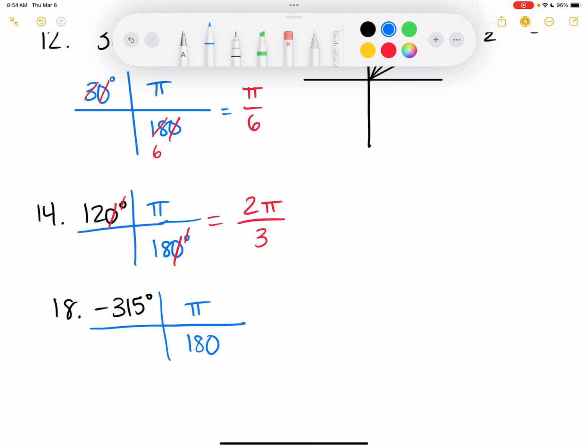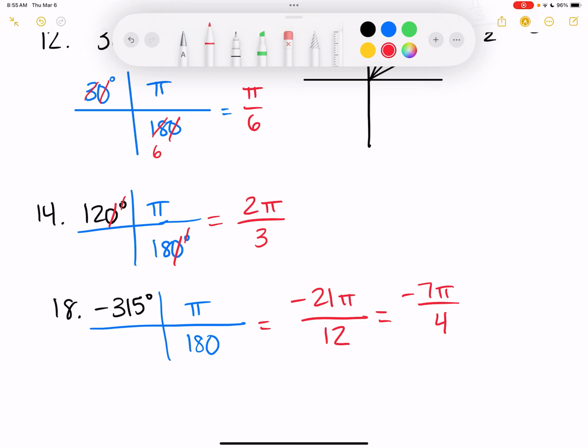Honestly, if I have a number this big, I'm going to grab my calculator and start seeing what the biggest thing I can take out is. I'm actually going to try 15 and see if that works. So if I take 15 out of 315, I'm left with 21. So right now I've got negative 21 pi over, I know 180 can be divided by 15, and that would be 12. But can I reduce it farther? What can I take out? A 3, so that's going to give me negative 7 pi over 4.